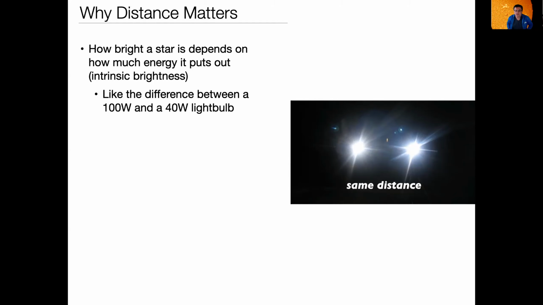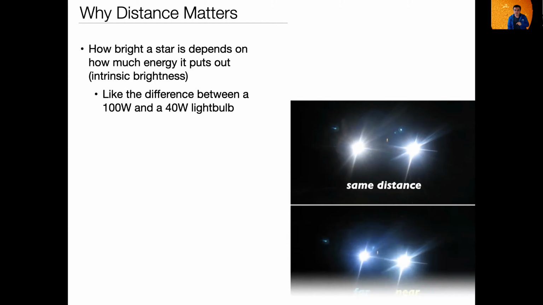I often liken it to the difference between a 100-watt light bulb and a 40-watt light bulb. If you go around your house and unscrew all the light bulbs and look at them, some of them are brighter than others. And so the brighter ones have the higher wattage. Okay, so wattage is a physics term. Watts is how much energy per time the light bulb is giving off. Astronomers also use a unit like wattage. How much energy per unit time is a star giving off? We typically call it luminosity or brightness if we're being colloquial. Okay, but there intrinsically is a difference between a 100-watt light bulb and a 40-watt light bulb.